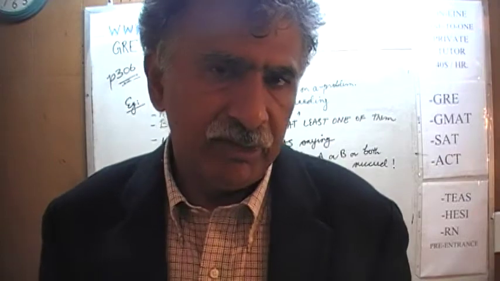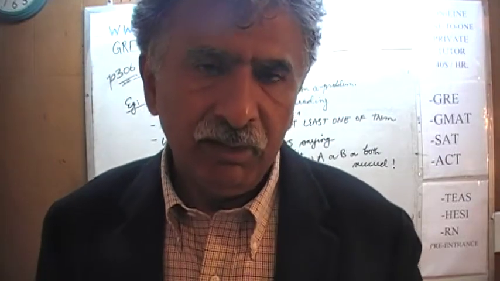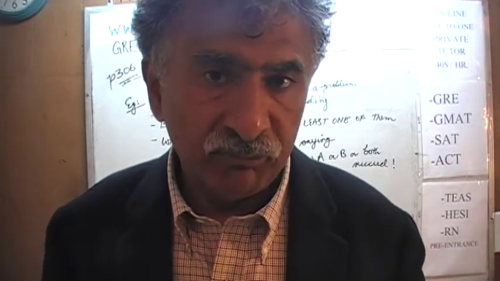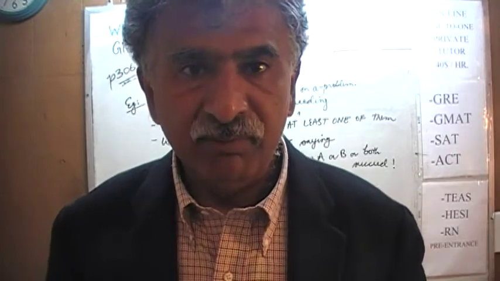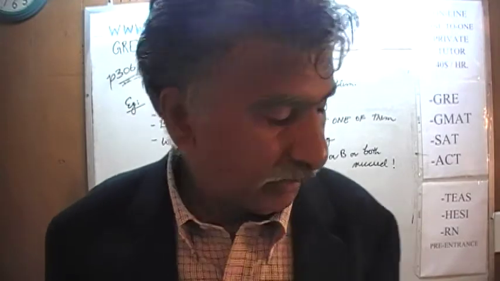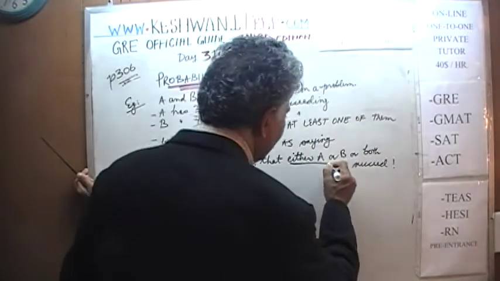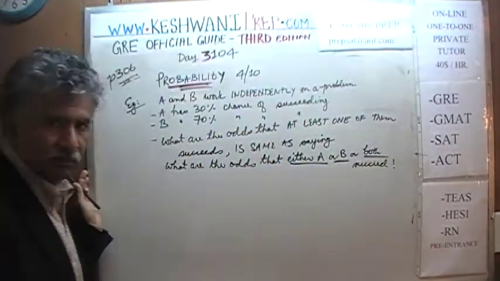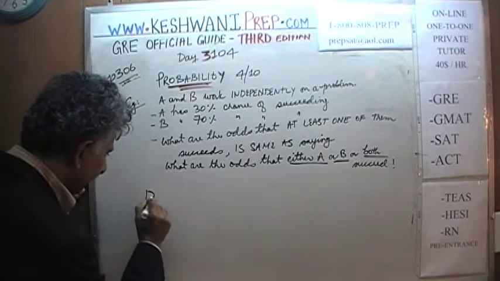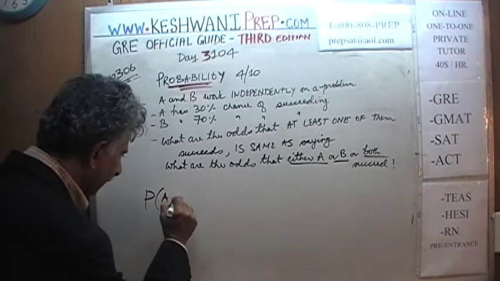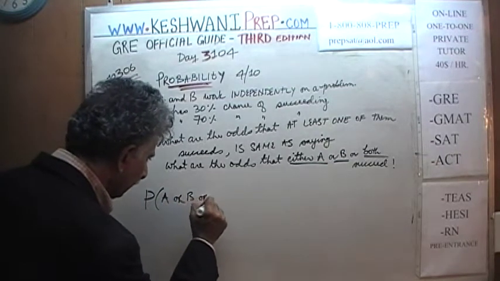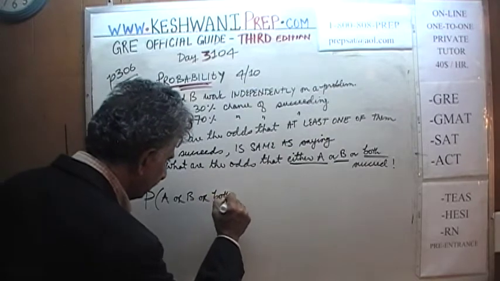If A succeeds, then at least one of them has succeeded. If B succeeds, at least one of them has succeeded. And if they both succeed, again, at least one of them has succeeded. That's what it is. The question is this: what are the odds that either A or B or both succeed? What we're looking for is the probability that either A or B or both succeed.